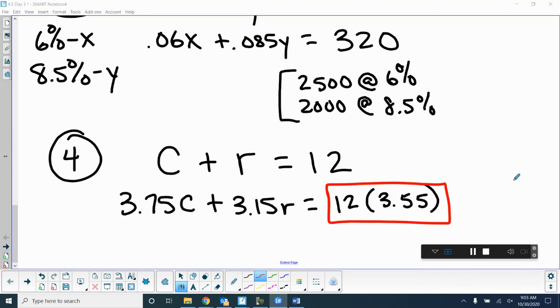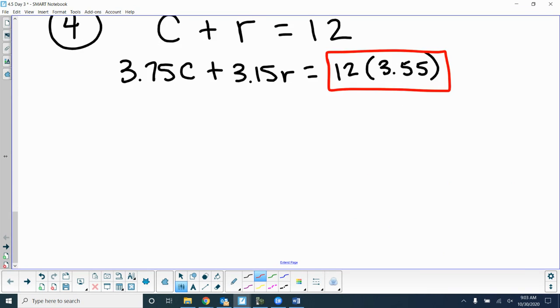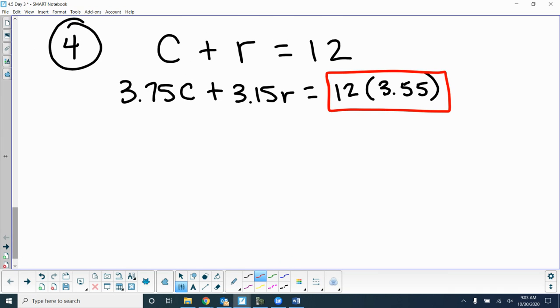So when we're done, it's 8 and 4. So the 8 represents the what? Pounds of cashews, right? And 4 is the number of pounds of raisins.